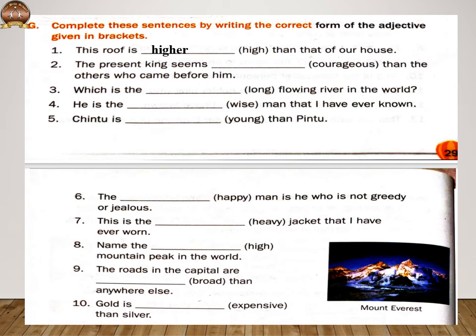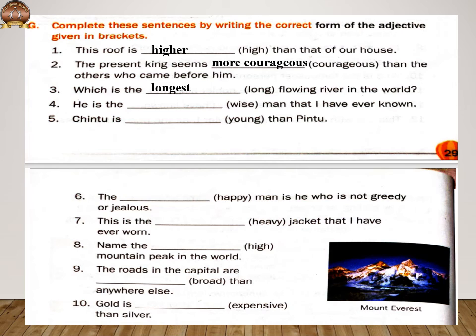Then the present king seems, again than. Yes, you guessed it right. But the word is very big. Courageous, 4 syllables, so we add more. Now here the is here and the comparison is happening between all the rivers in the world. So yes, you guessed it right, superlative degree.